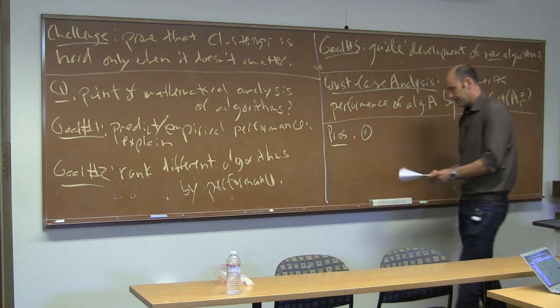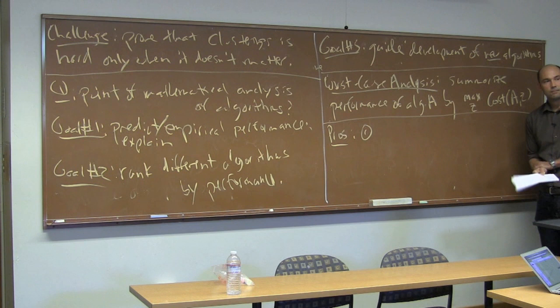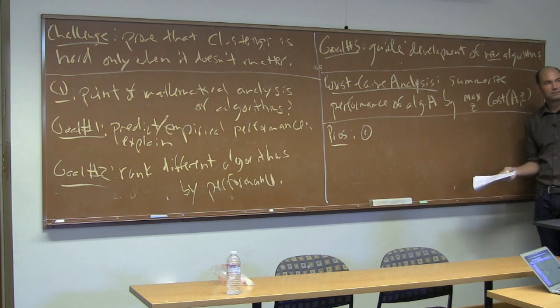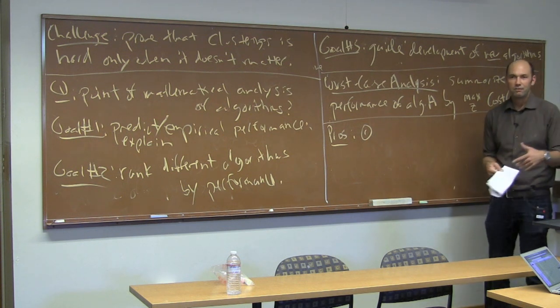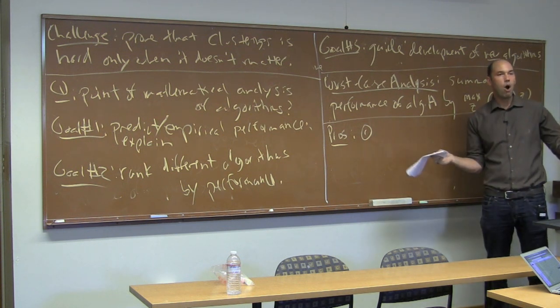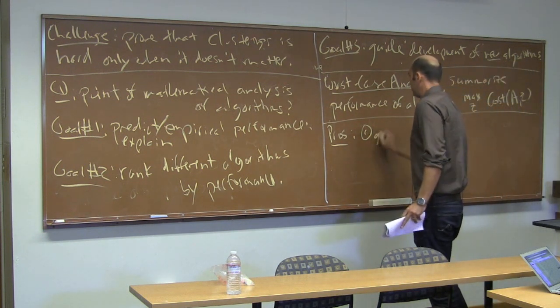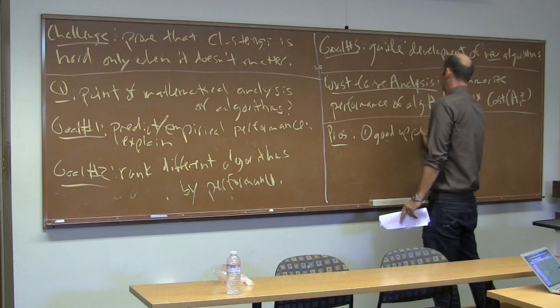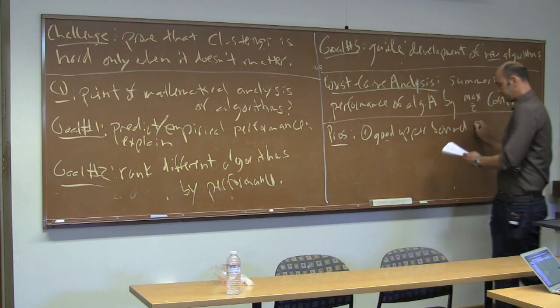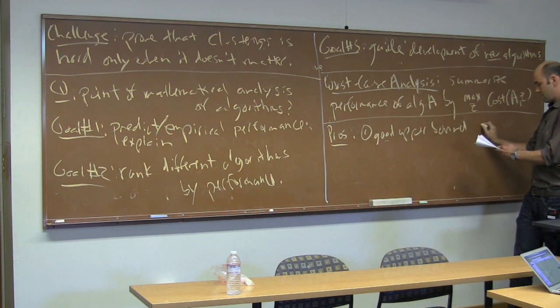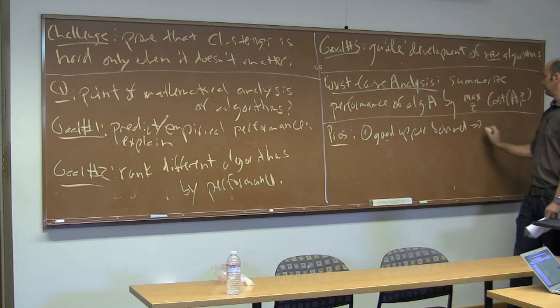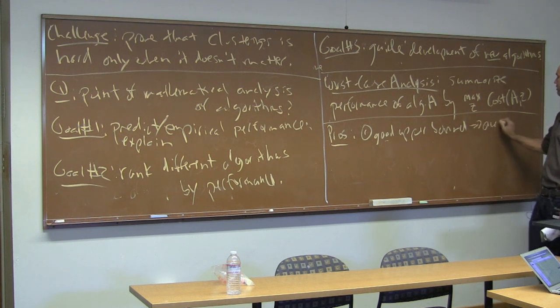Well, the first reason is, in the happy case, where you can prove a worst case bound, which is good, then you're home free. Basically, you can just forget about the problem. You just have an always awesome solution to the problem. So good upper bound, basically awesome algorithm.